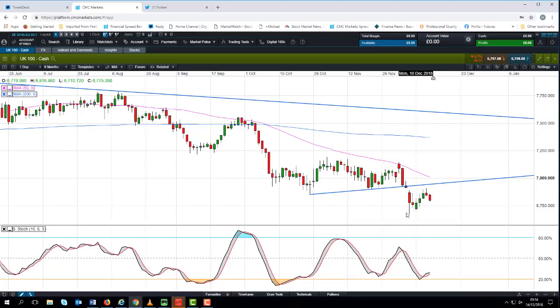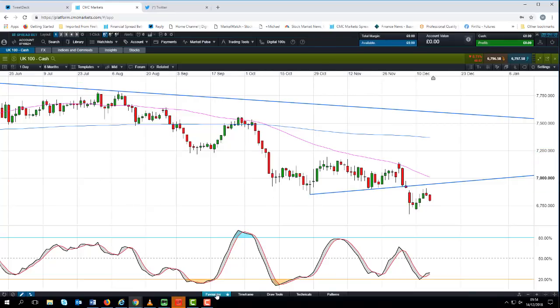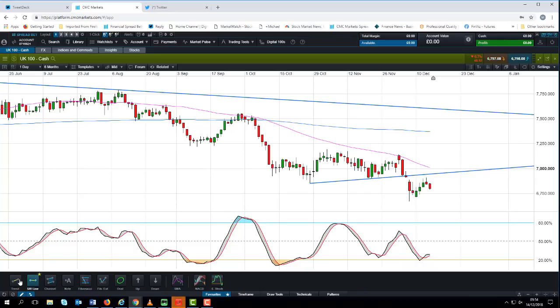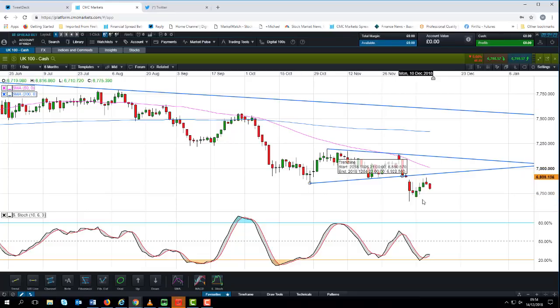We've had a brief rebound on the FTSE 100, but again, we haven't been able to get back within this triangular consolidation breakout that we saw at the beginning of December. If I draw a trend line through the highs here, we can see this triangle breakout should project a move lower down to around 6,600, 6,500 in the short to medium term.